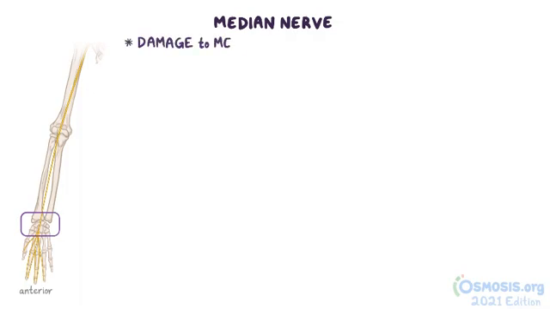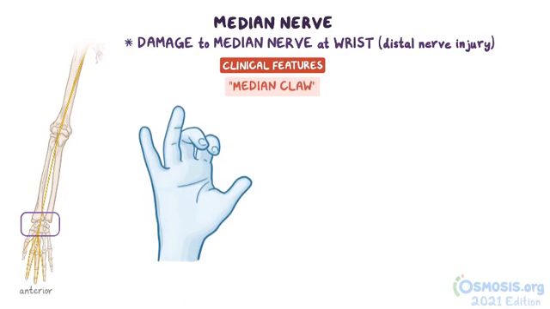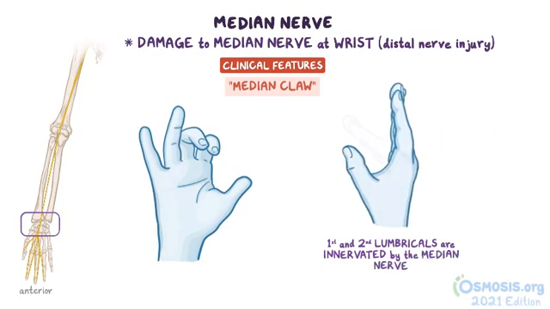Damage to the entire median nerve at the level of the wrist presents clinically as a median claw. Let's break this down quickly. So the first and second lumbricals are innervated by the median nerve, and the lumbricals normally flex the metacarpophalangeal joints and extend the distal and proximal interphalangeal joints.